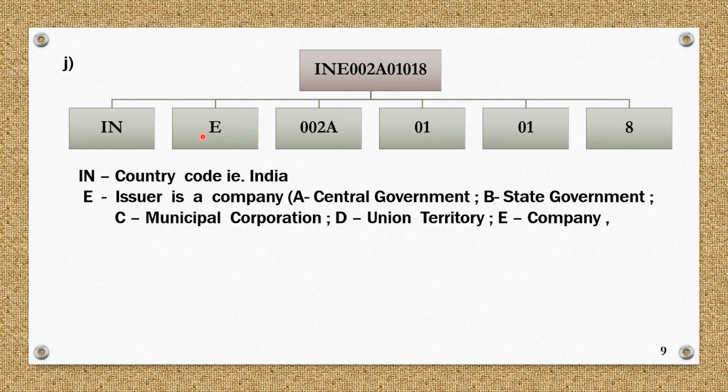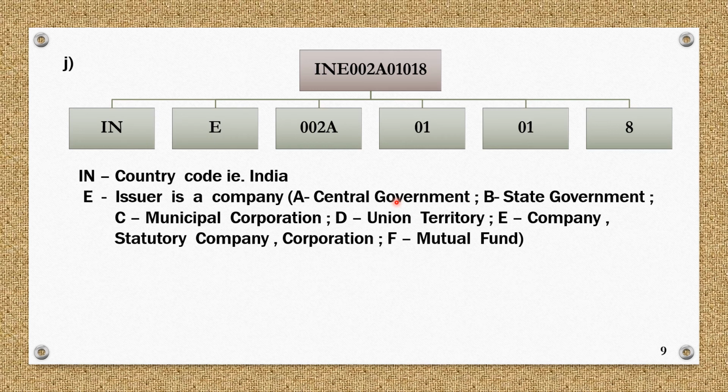E represents the issuer, that is, which type of company has issued. Over here you can see, if in place of E this would have been A, then it would have been a central government company. Instead of E, if it had been B, then it could have been a company owned by the state government. In a similar way, C represents municipal corporation, D represents union territory, E, as in our case, is a company, or it could even be a statutory company or corporation. And if it is F, it stands for mutual fund.